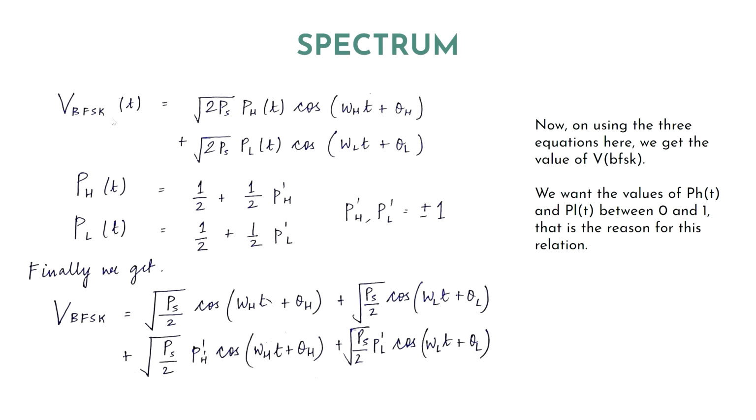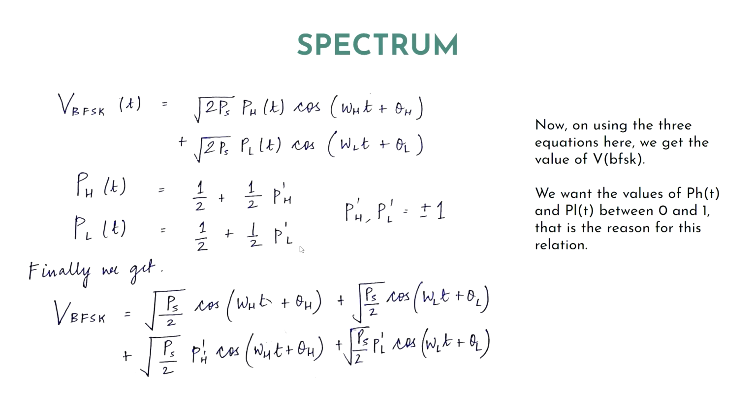Now we have VBFSK of t equal to root 2Ps times root pH of t cos (omega h t plus theta h) plus root 2Ps times root PL of t cos (omega l t plus theta l). This has come from the previous figure that we discussed. Now we put the value of pH of t equal to half plus half p hash of h, and PL of t equal to half plus half p hash of l. We do this because we want pH of t and PL of t to be 0 or 1, and we are supplying -1 or +1. So with the help of this we get 0 or 1 by applying -1 or +1.